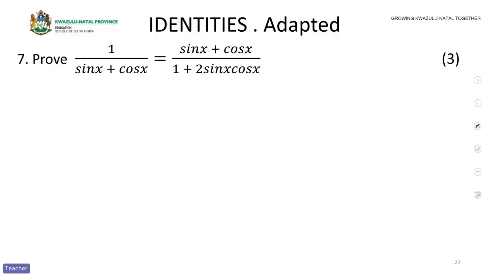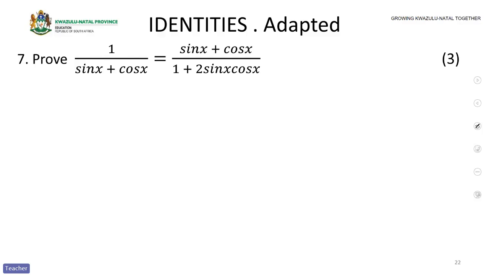So the other one that I would like us to prove says: prove that 1 over sin x plus cos x equals sin x plus cos x, all divided by 1 plus 2 sin x cos x. On both sides, we have got one term because of division. On the numerator on the left-hand side, we have got one term. On the numerator on the right-hand side, we have got 2 terms. How then do I approach this one? I can work with simplification.